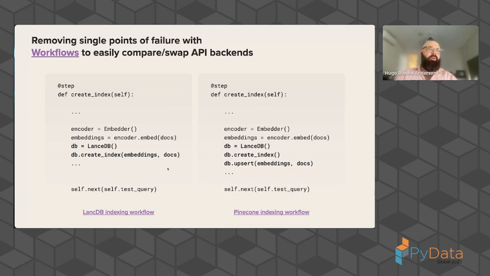One way to think about solving the challenges here is to reduce dependencies on single points of failure in the software supply chain. How we think about that at Metaflow and Outerbounds is making sure that you're able to swap models in and out. This is an example of swapping out LanceDB for Pinecone.